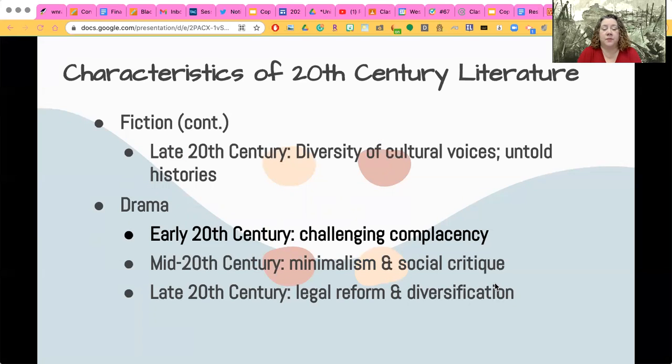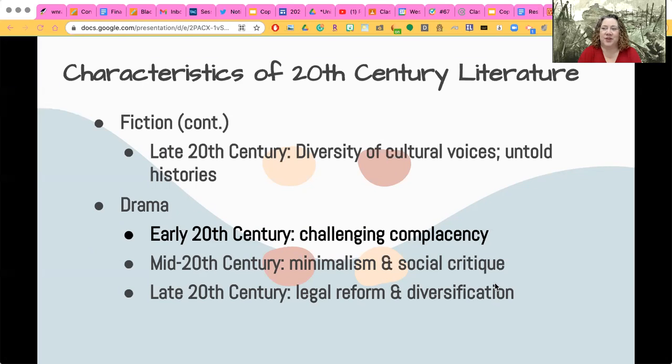With drama, in the early 20th century, there are writers challenging the idea that we should be complacent with our world because it's changing. Maybe we should change with it. What does it mean that now I have electricity in my house? That seems simple to us, but it really changed a lot of things for people in the early 20th century. Mid 20th century was about minimalism, criticizing society.